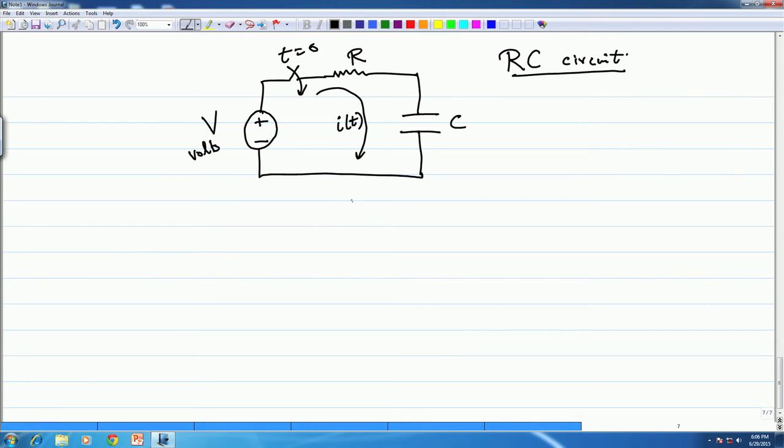Okay. Now, from your loop equation, one can write a very nice equation here. The voltage V is going to be equal to the voltage drop across the resistance, which we know from Ohm's law is simply I of t times R plus the voltage across the capacitance. Now, the voltage across the capacitance also varies with time, and I am going to call that Vc of t.